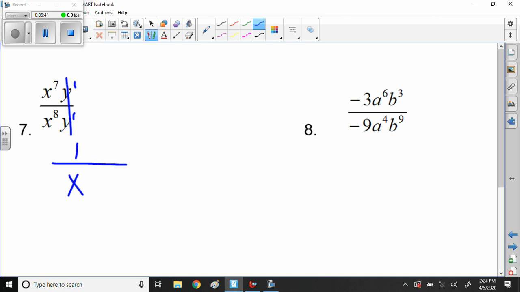And so I do need something to hold the spot here as a 1. Or you can think of y to the 0 equals 1. So that's why we're going to have a 1 up there, if that makes sense. We're going to look at that in a second.